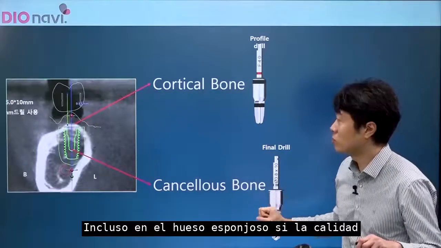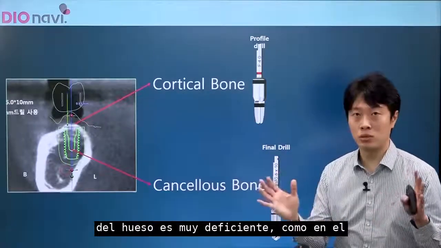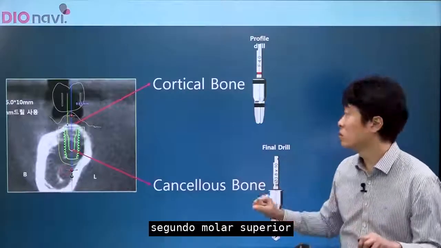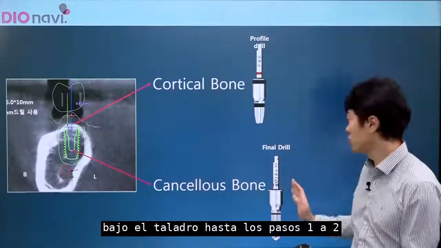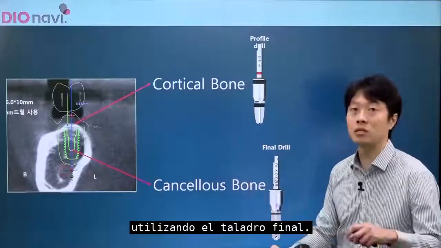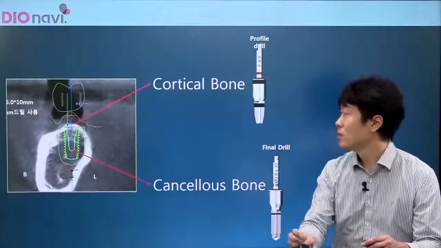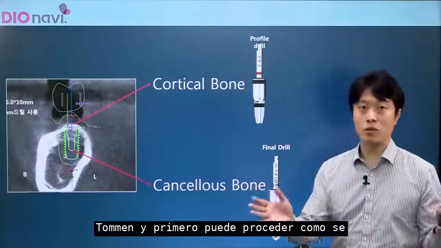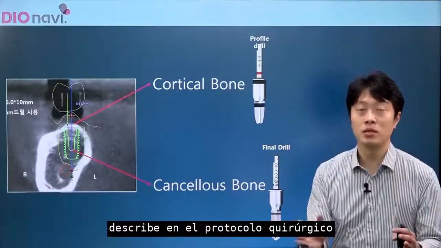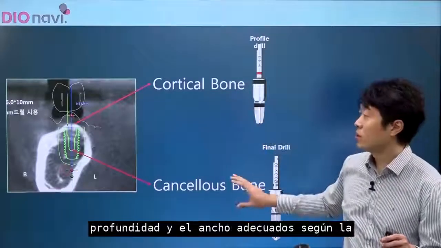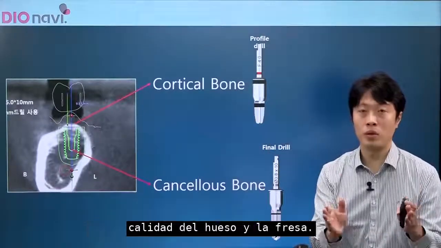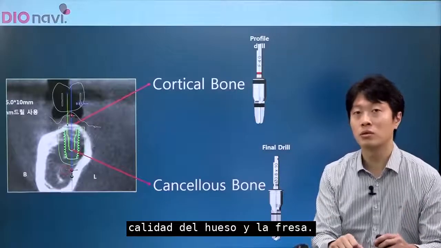Even in the cancellous bone, if the bone quality is very poor, such as in the maxillary second molar, under-drill until steps 1 to 2 using the final drill. First, you can proceed as described in the surgical protocol. Then, I recommend that the operator combine appropriate depth and width depending on the bone quality and drill.